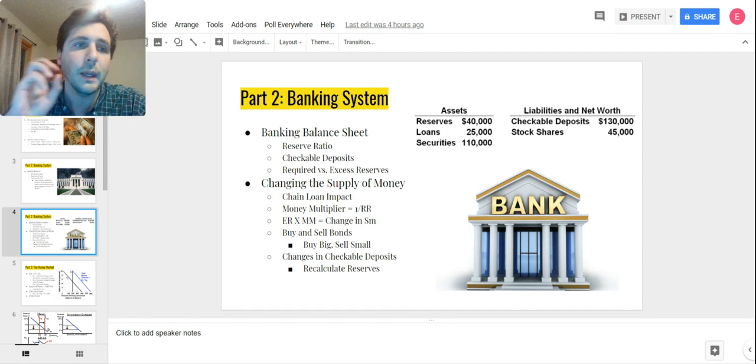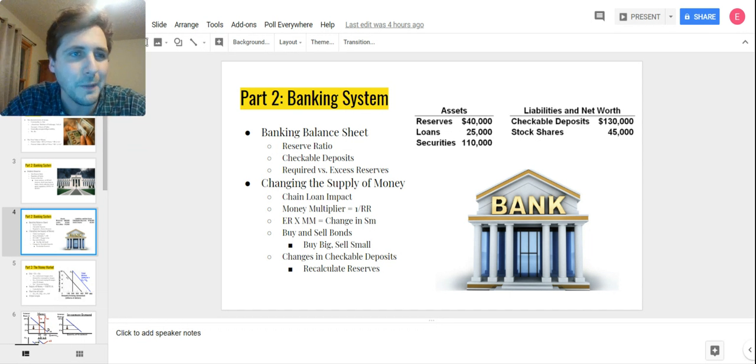A loan given to somebody becomes a checkable deposit for somebody else, and that's that poof money, right? It comes out of nowhere. And then finally, securities. Securities, another term for bonds, same deal, right? A bond or security is an IOU from the government. So we get the IOU, and the bank gave money to the government, $110,000, so the government could pay their bills. All right, so that's a brief overview of that.